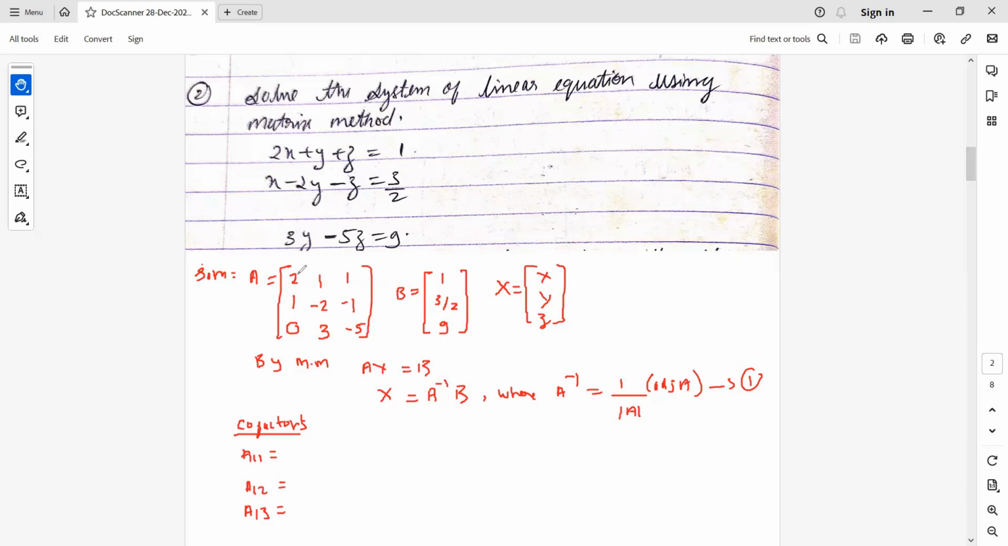How do we find the cofactors? You just have to delete the row containing the first element and the column containing the first element. When you delete the first row and the first column, you will be left with these elements. -2 into -5 will be +10, and 3 into minus of -1 will be +3. So 10 plus 3 will be equal to 13. So the cofactor of the first element will be equal to 13.